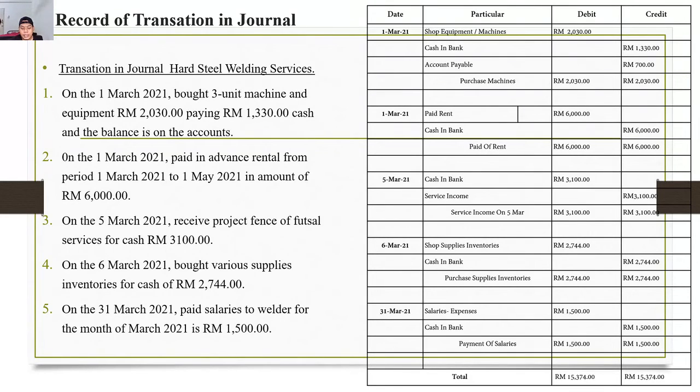Okay, for the total, the debit is 50,374 ringgit. And for the credit, the total is also 50,374. Okay, that's all for our record of transaction in journal.